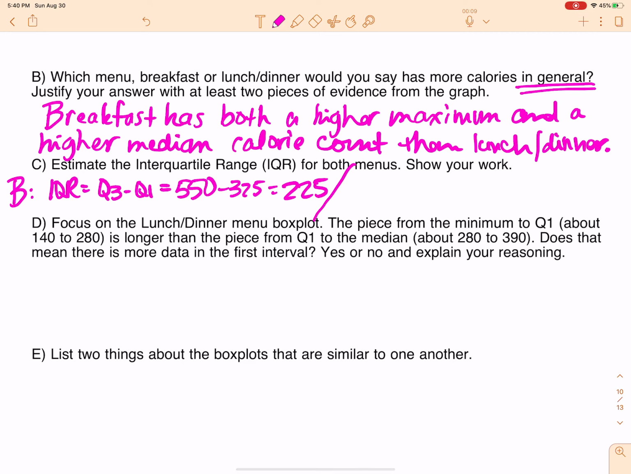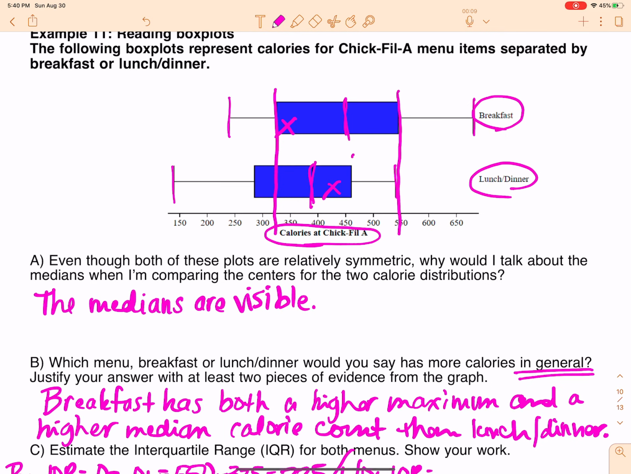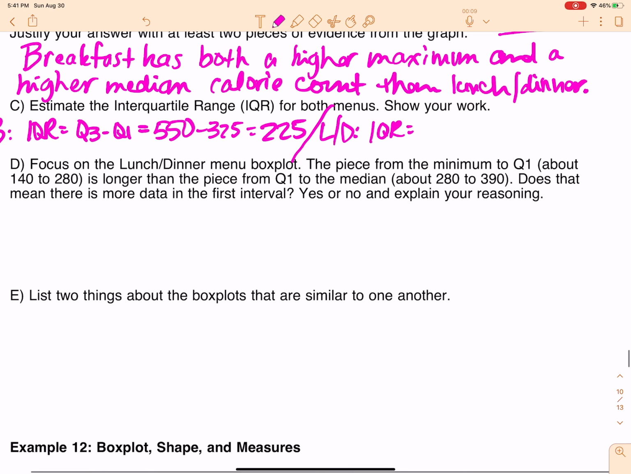Then we've got our lunch dinner here. That IQR is going to be Q3, which is about 460, I'd say. And then Q1 is probably about 280. These are estimates because I'm not measuring it, I'm just eyeballing it. So 460 minus 280 is going to give me 180. So I've shown my work. There you go, that's perfect.